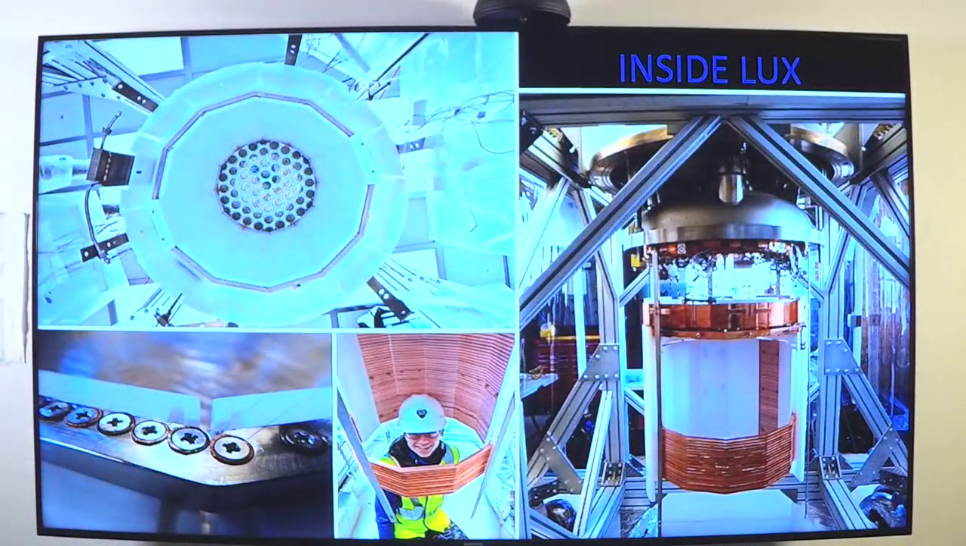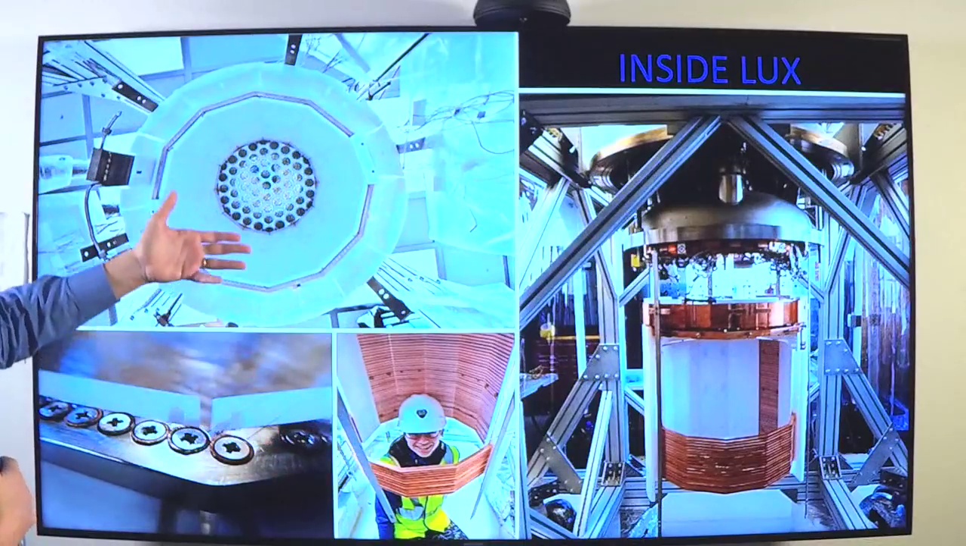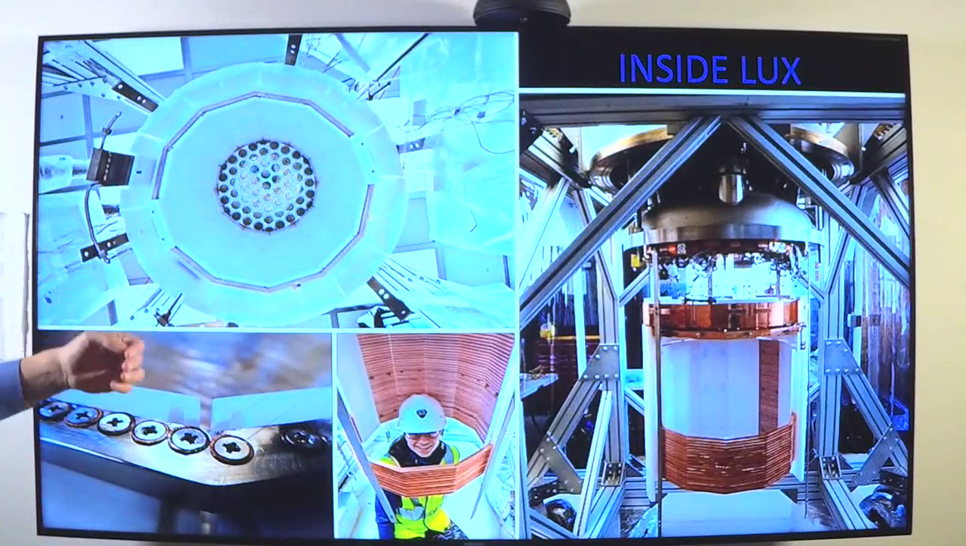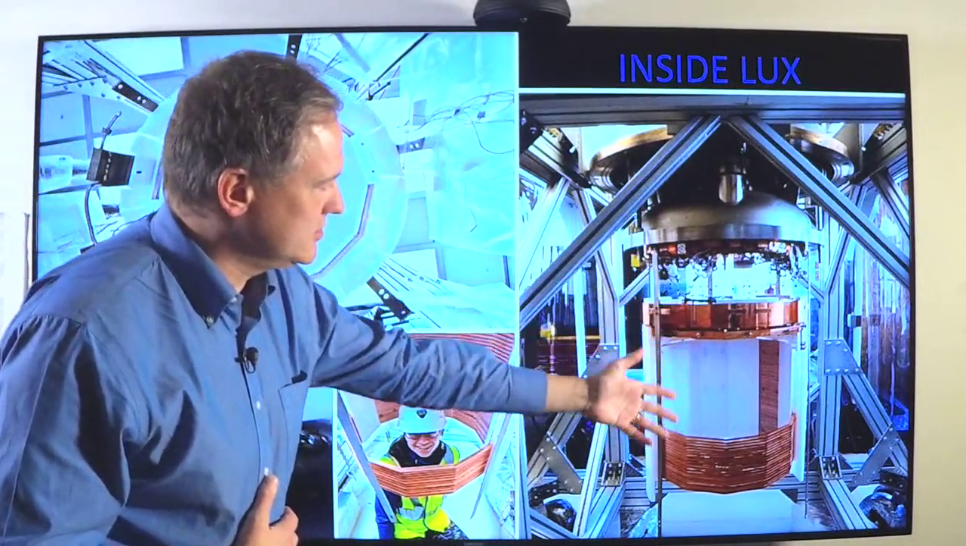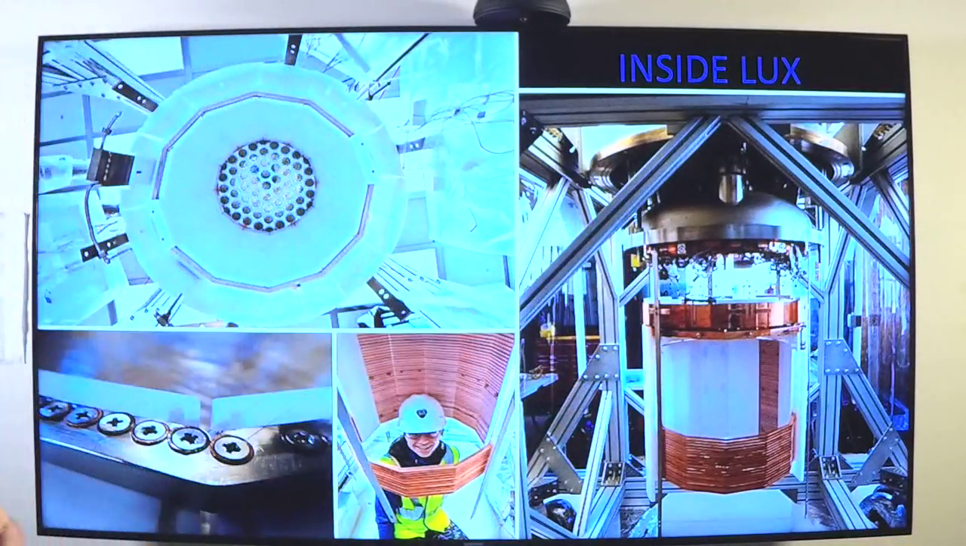Here are some photos of the LUX detector, which we built and operated for several years at the Sanford Underground Research Facility in South Dakota. You can get an idea from the picture of the size of it. It's lined with Teflon on the inside surface. Lots of ultra low background materials like copper and titanium were used in its construction.